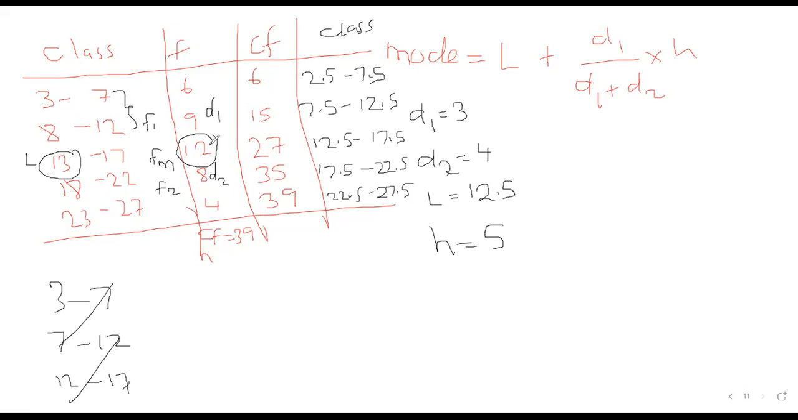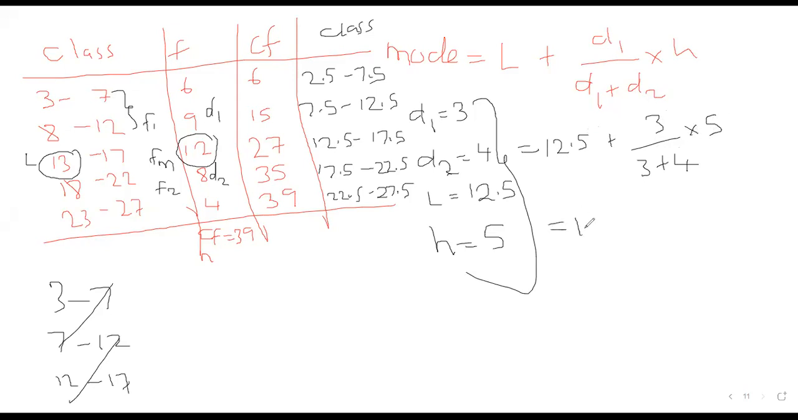So I'm going to use two formulas. The first formula is the easier one for people who don't want to think too much. So 12, the distance above is D1, which is 3. The distance below is D2, which is 4. Then in this same line, the lower boundary, which is adjusted, is 12.5. Then we substitute. L here will be 12.5. D1 is 3 over 3 plus D2, which is 4. And our height is 5.